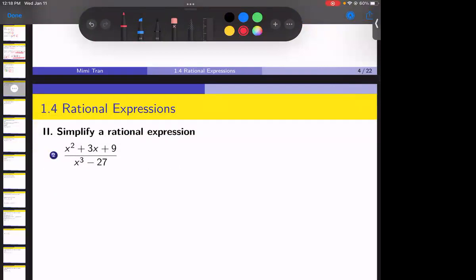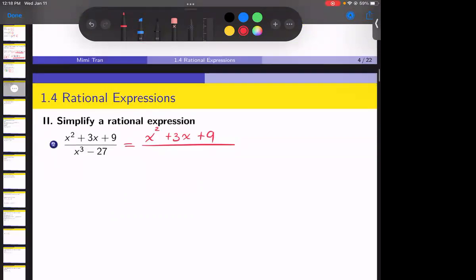Anyone have an answer yet? Can I factor the top? No, it's prime, right? You cannot find two numbers that multiply to 9 and add to 3. You have 9, 1, 3, and 3, but there are no pairs that add up to 3. So leave it alone. If it's prime, rewrite it.